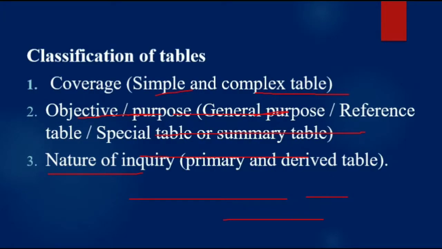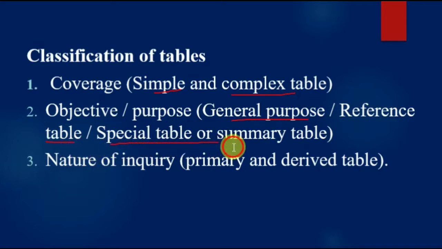Now let's see another important topic, the classification of tables. Broadly there are three types: based on coverage, objective and purpose, and nature of inquiry. Based on coverage, there are simple and complex tables. Simple tables may be one-way, two-way, three-way, like that. Based on objective and purpose, there are general purpose tables, reference tables, and special purpose or summary tables. And when we say nature of inquiry, there is a primary table, and once we get data out of that table, we get another table called a derived table. So there are two types, primary table and derived table. These are the classifications of tables.